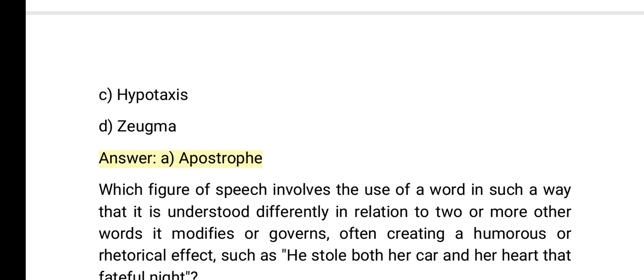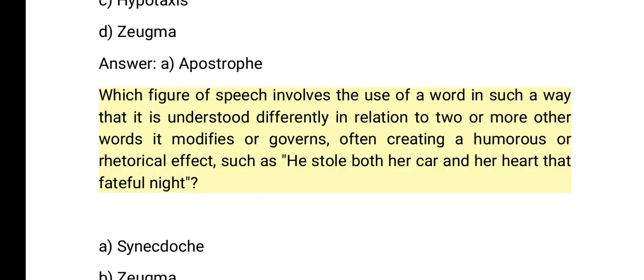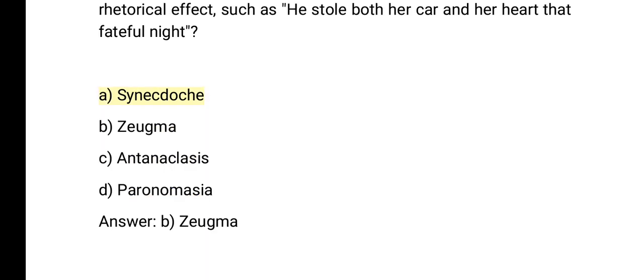Apostrophe. Which figure of speech involves the use of a word in such a way that it is understood differently in relation to two or more other words it modifies or governs, often creating a humorous or rhetorical effect, such as, he stole both her car and her heart that fateful night? A. Synecdoche. B. Zeugma. C. Antanaclasis. D. Paronomasia. Answer: B.